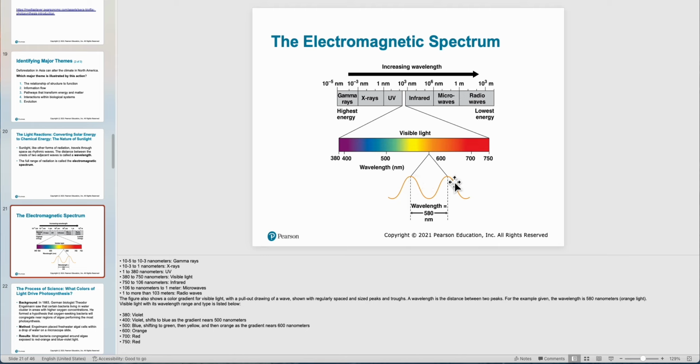Longer the wavelength, less energy. Okay, so that's something that they'll be aware of. And right here in the middle is visible light. Now, they will ask you about the colors of the rainbow.